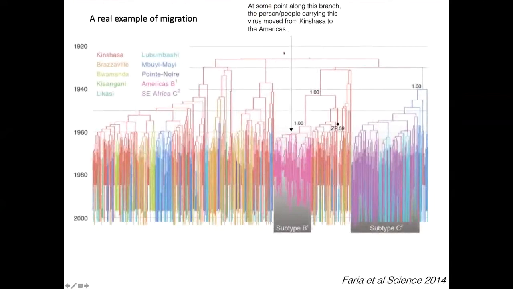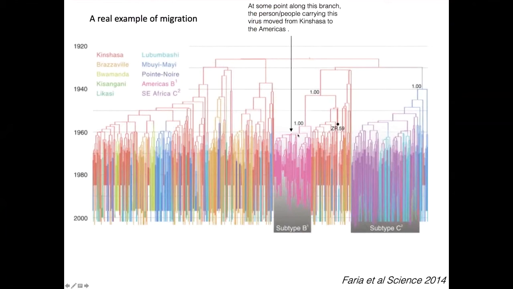If we have a look at this tree, a real example of migration, you can say that at some point along the branch that I've highlighted, I think I've highlighted the wrong one, but at some point around these branches, the people carrying this virus moved from Kinshasa to the Americas, because the root of the tree is in Kinshasa, and at some point the red color becomes the pink color.